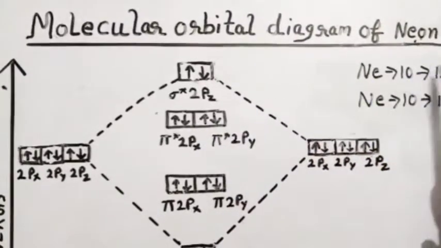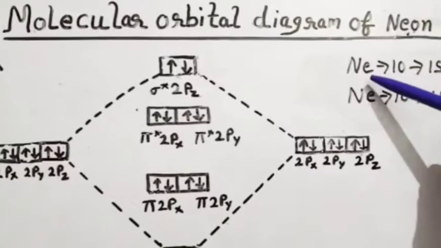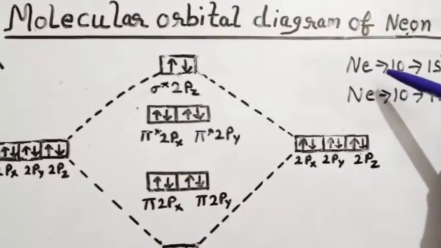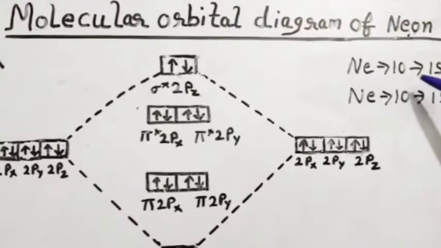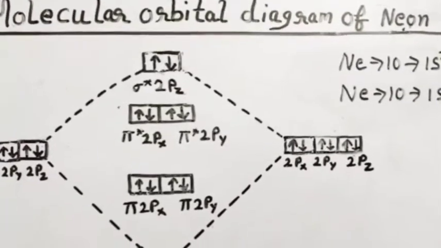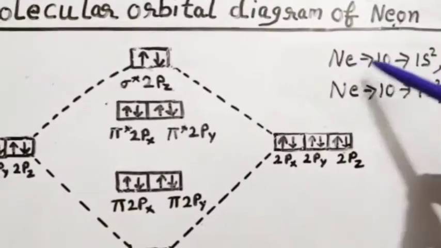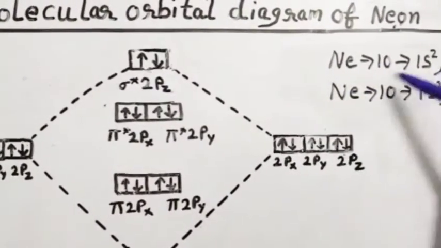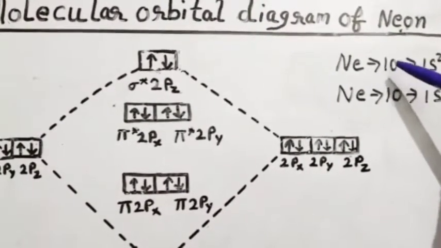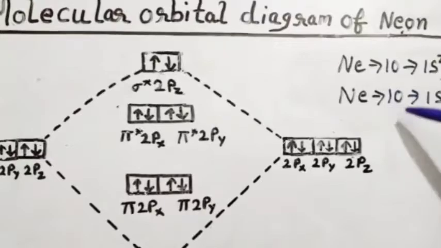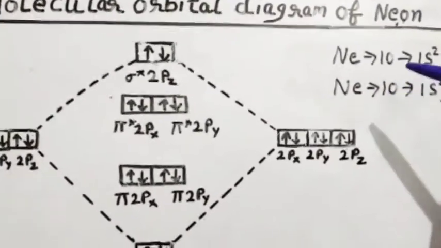Molecular orbital diagram of the neon molecule. The neon molecule is made up of two neon atoms, and the atomic number of neon is 10. So the electronic configuration will be 1s2 2s2 2p6, that is 2, 4, 6, 10. Similar electronic configuration will be for the second neon atom. So the total number of electrons in the neon molecule is 20. So 10 plus 10 is 20.